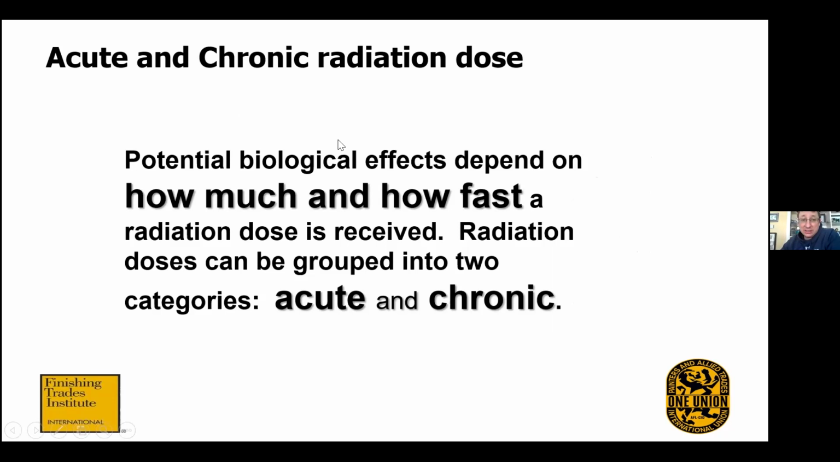And with radiation, the potential biological effect depends on how much and how fast. So it's almost like the difference of flow through a pipe. The larger pipe that can accommodate more flowing water is going to cause more detrimental outcomes. So if you have a more active radiological source that can provide more energy to your body in a short period of time, like alpha radiation, that's going to be more detrimental.